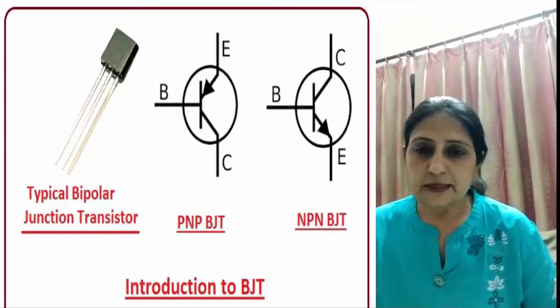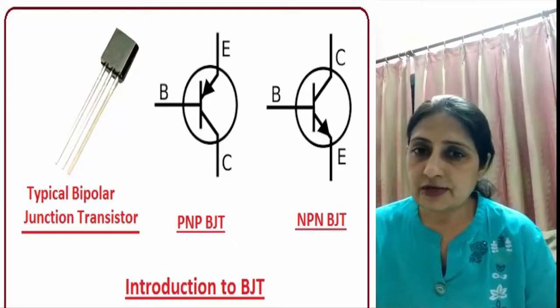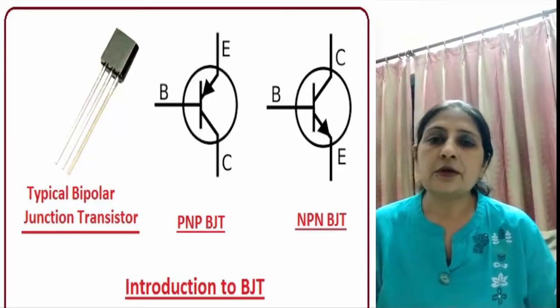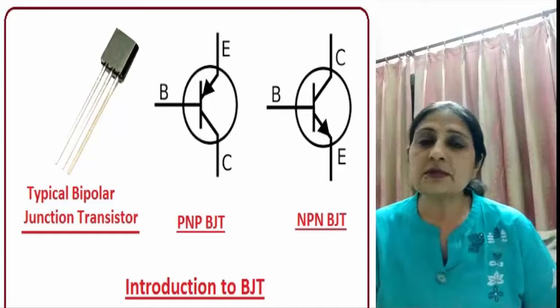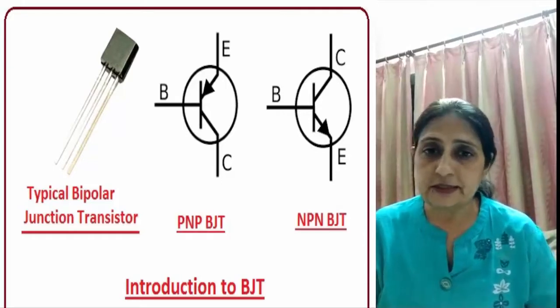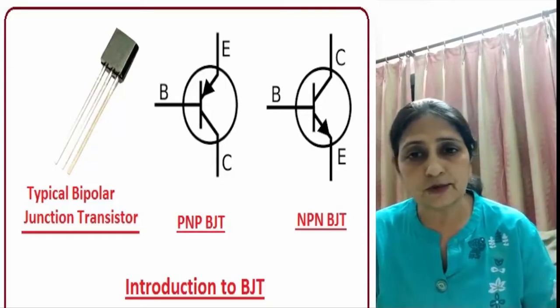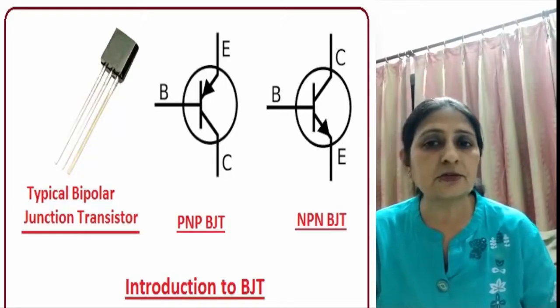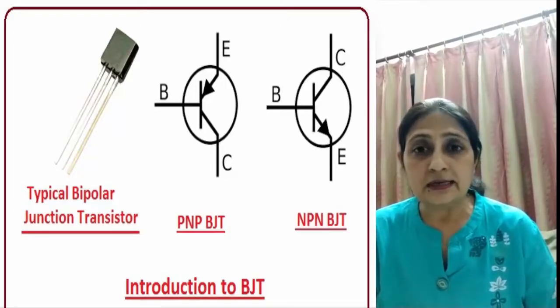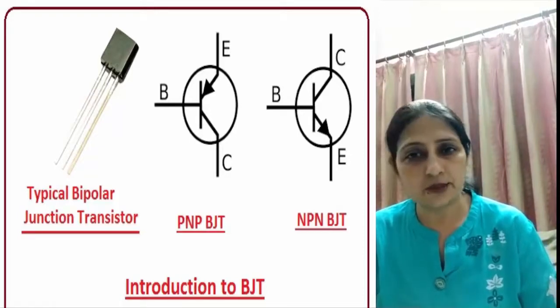BJT stands for bipolar junction transistor. Why do we call them bipolar? Because the current flow in a BJT is because of both types of charge carriers, that is electrons as well as holes, unlike your FET, where the current flow is because of majority charge carriers.